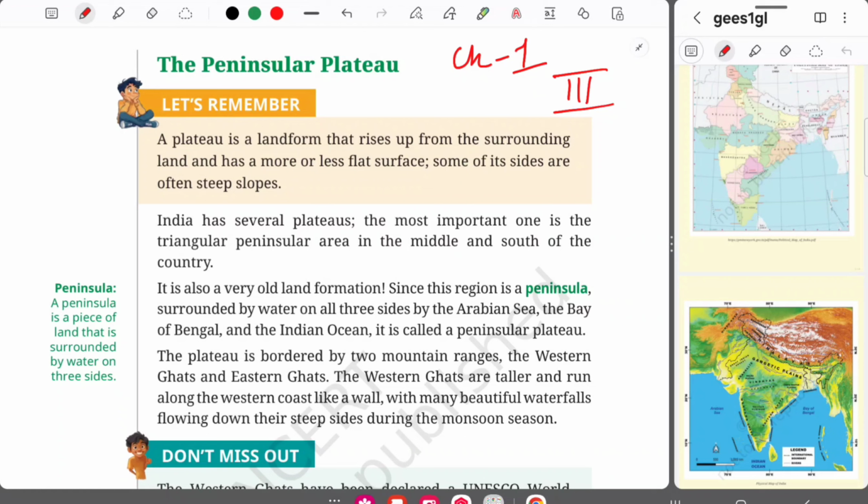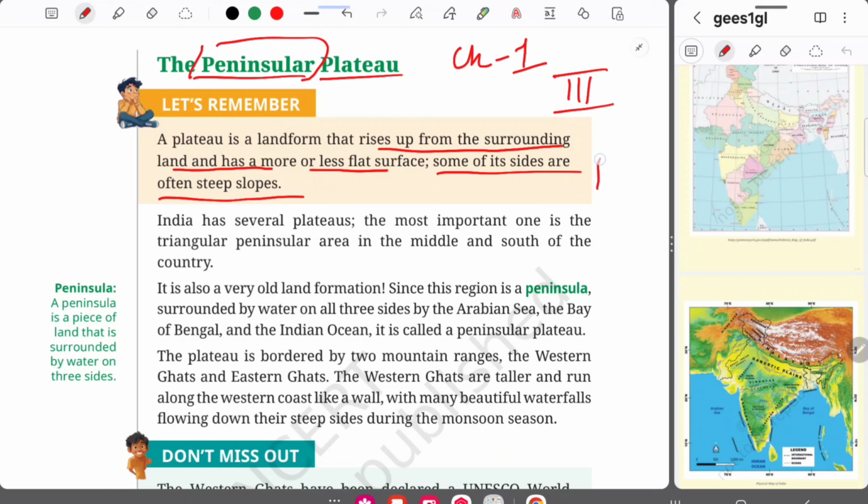So let us start. The Peninsular Plateau. Why peninsula? We are going to understand this term peninsular also. A plateau is a landform that rises up from the surrounding land and has a more or less flat surface. Some of its sides often have steep slopes. As we have already learned about plateau, mountains, and plain areas, plateaus are these raised areas. It has a flat surface, and that is why you can find so many waterfalls in the plateau area.